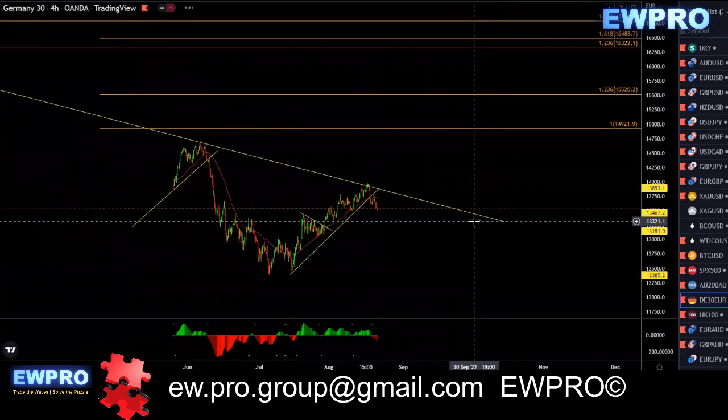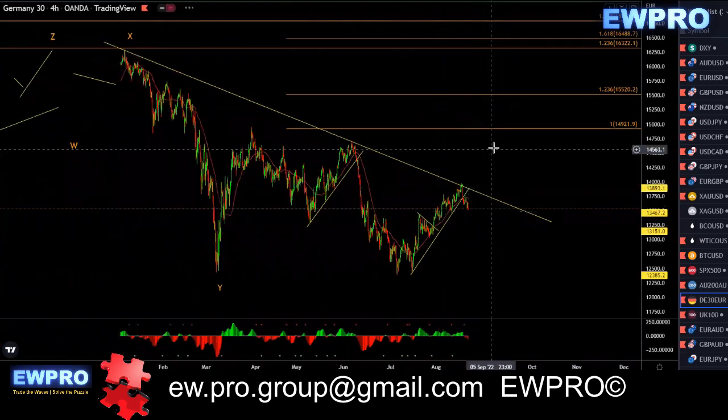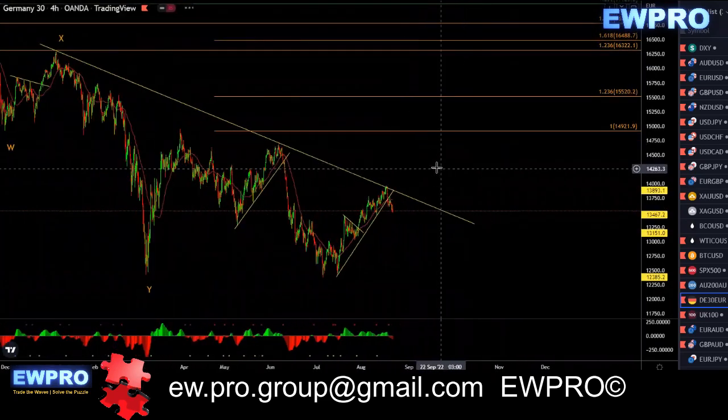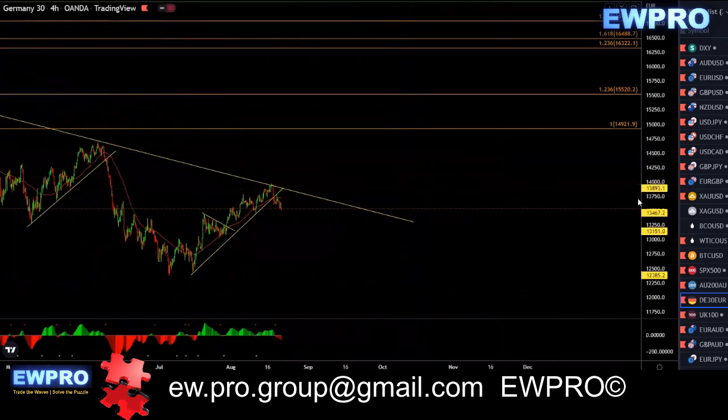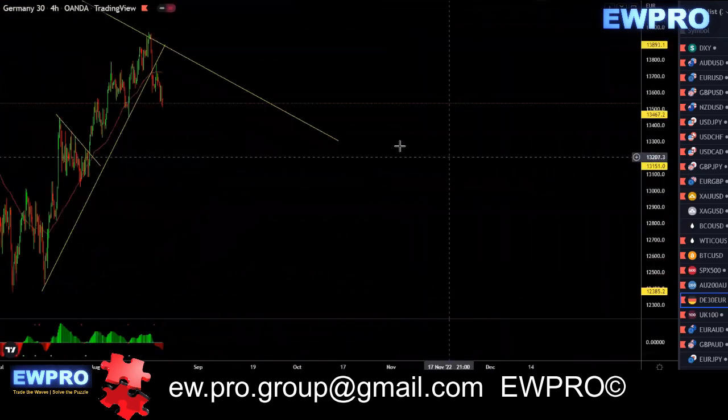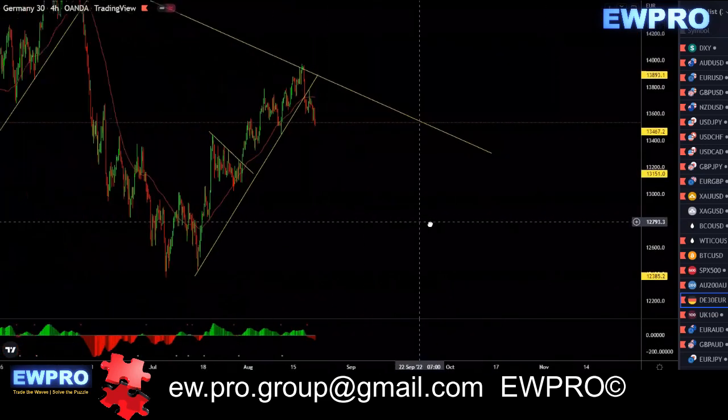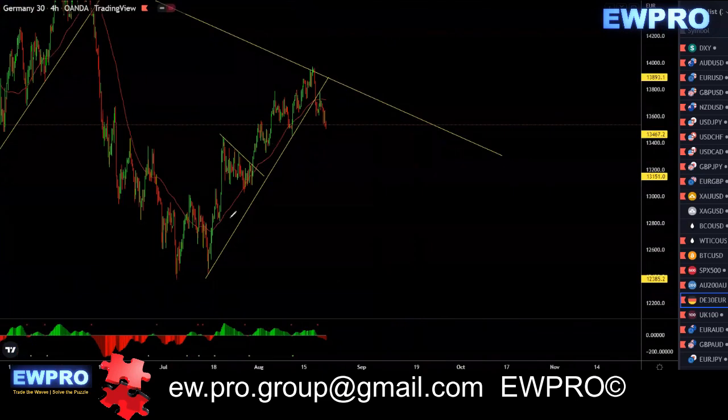H4. Yeah, see, you can't really buy this at this stage. We've got bearish divergence. I mean, we do have a possible bull hidden here as well, but it's very risky to buy or sell this at this stage. You'd be more interested in a sell because we have the bearish divergence on the H4.